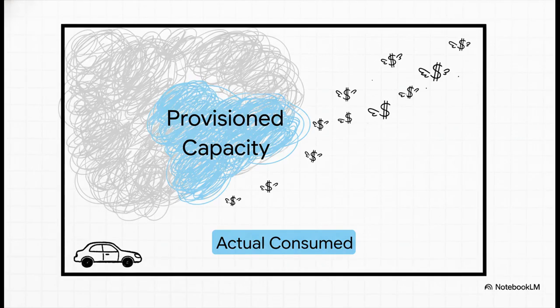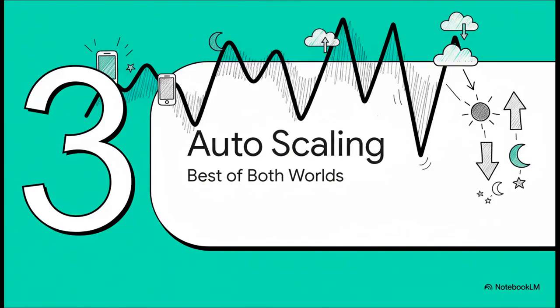With your leased car, you pay that same monthly fee whether you drive it across the country or just let it sit in the garage. It's the same with provisioned mode. You pay for the capacity you set aside, even if your application doesn't end up using all of it. So what do you do if your workload is predictable, but not totally flat?